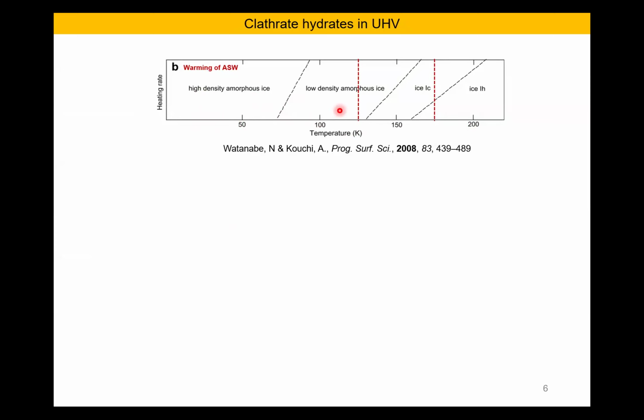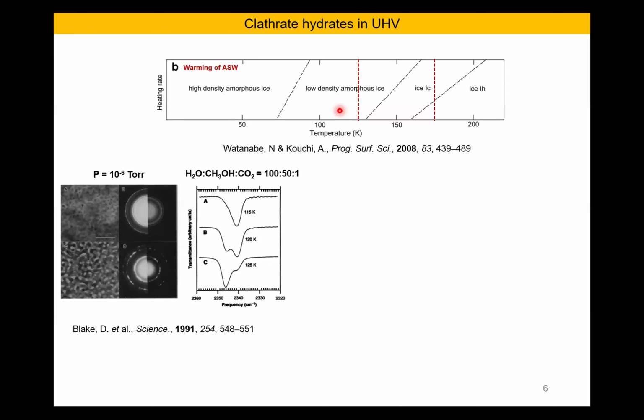The first electron diffraction experiment was done by Blake, where he showed the formation of methanol clathrate hydrate. He deposited methanol and water at liquid nitrogen temperature and then annealed to 130 Kelvin. What he saw from selected area electron diffraction matched the structure of clathrate hydrate. Then he did another experiment with a methanol, water and carbon dioxide mixture, annealed to 125 Kelvin. He suggested that the carbon dioxide is going into the small cage of structure 1 clathrate hydrate.